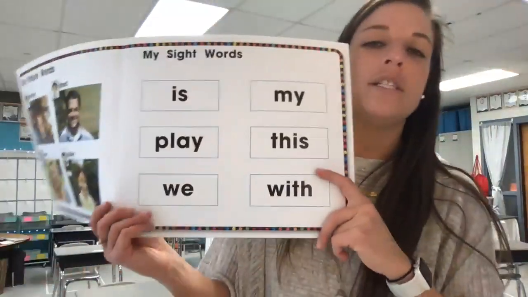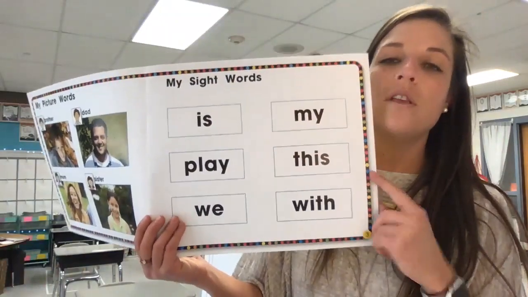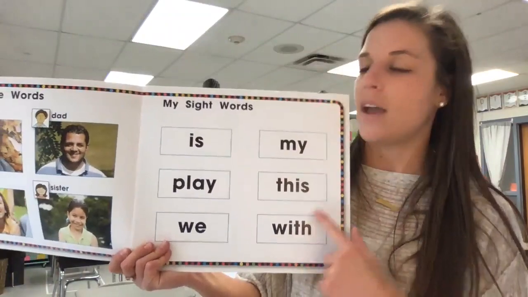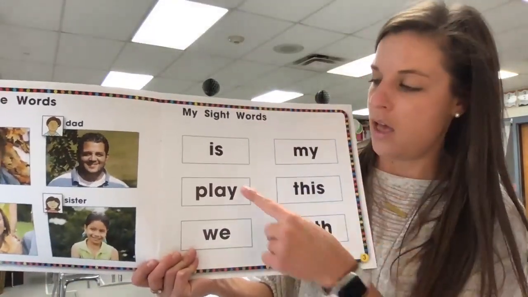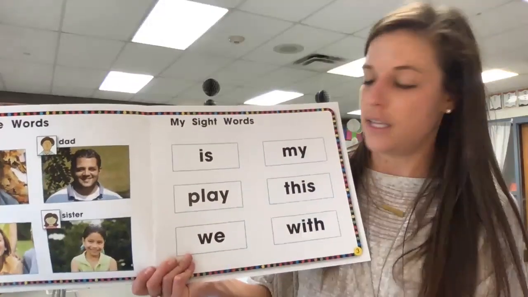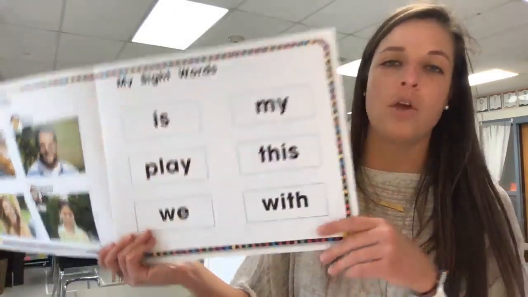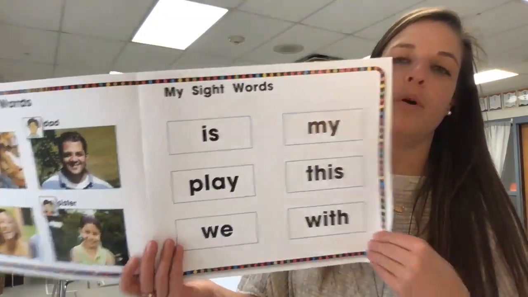Now we're going to read our sight words, or we also sometimes call them popcorn words, because we want to read them as fast as popcorn pops. So I'm going to read it to you, and I want you to read it back. Ready? Is, my, play, this, we, with. Good job. We're going to see all these words in our book.